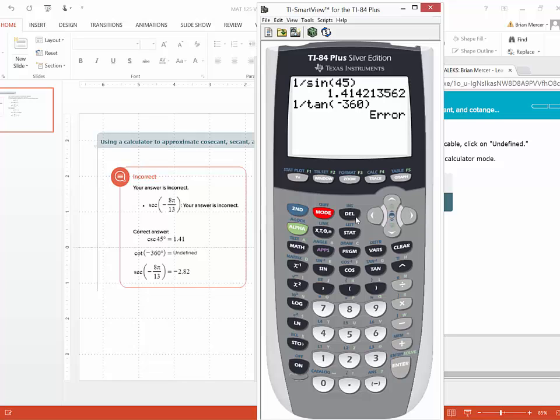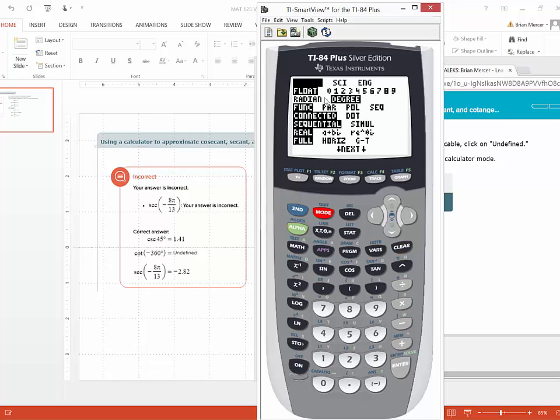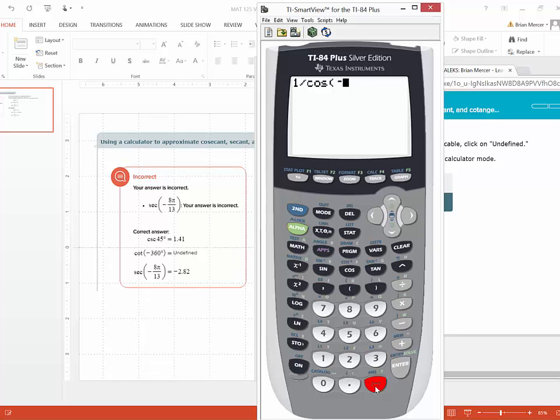And I'll clear that off, and then I'll go back to the mode button and go down to this radian degree spot and press enter to switch into radian mode, back to home. And then for secant, I'm going to type 1 divided by cosine of negative. Don't forget to use the negative button here, not the subtract. On the Alex calculator it doesn't matter, but on this one it does. So that's the negative sign down here.